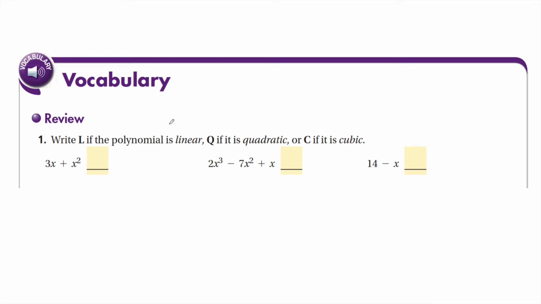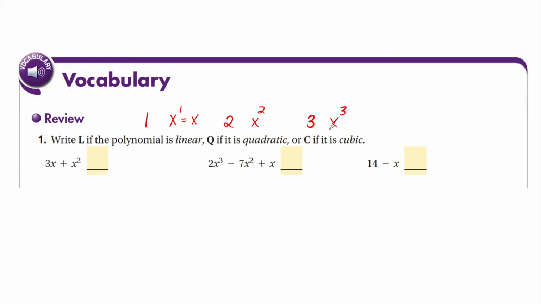In order for something to be linear, it has to have a degree of 1, also known as an x raised to the first power, which we always write as x. A quadratic is going to be a degree of 2, so it's going to be x squared.